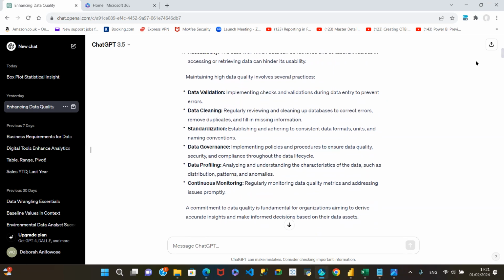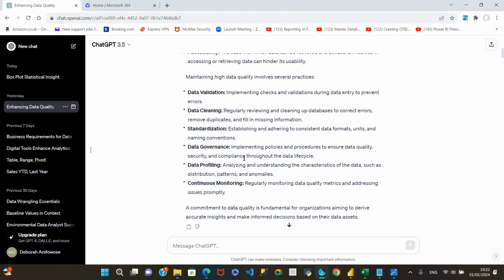Okay, now these are the practices we need to put in place. Data validation. So implementing checks and validations during our data entry to prevent errors. Cleaning. We have to regularly review and clean our databases to correct errors, to remove duplicates, and to fill in missing information. Standardization. So we have to establish a consistent data format. This is the unit we want to be using. Do we want 2 decimal places all through, or 1 decimal within our numerics? It's got to be consistent. That is where standardization comes in.